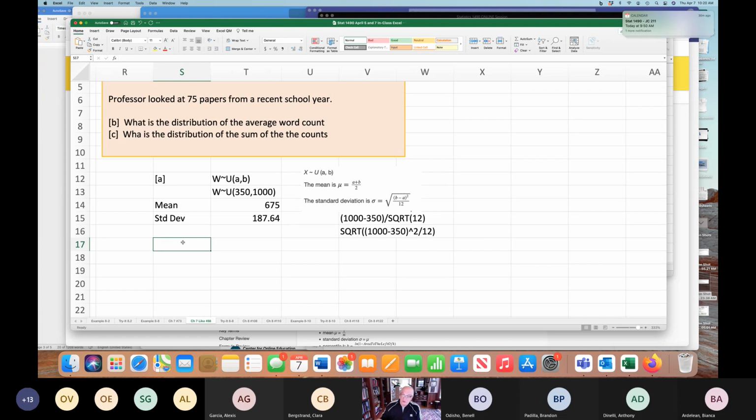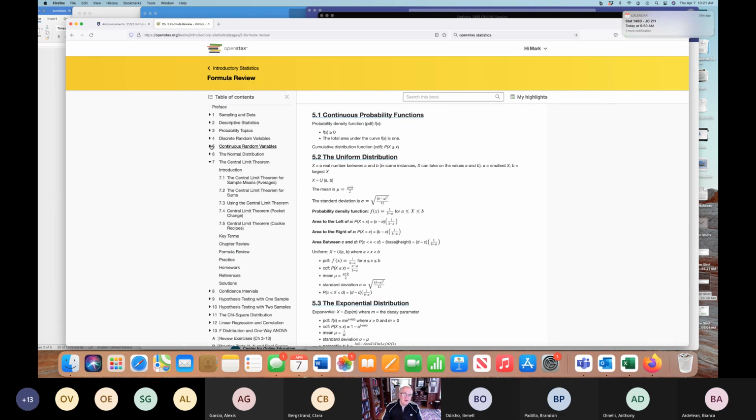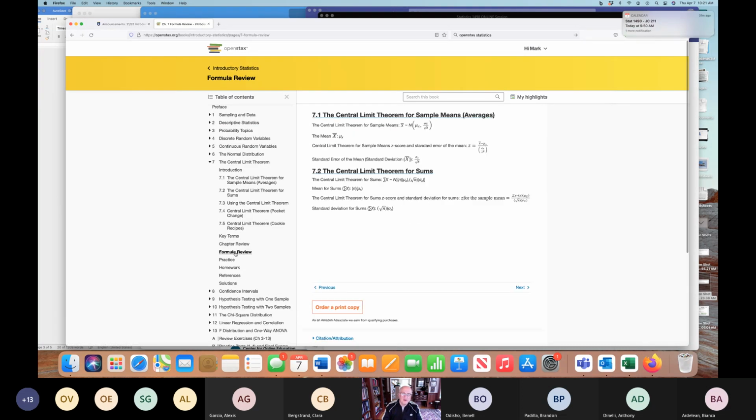All right, problem B. What is the distribution of the average word count? Well, I don't know. We're putting lots of chapters together here. Now we're doing the central limit theorem. Formula review. I'm doing this. It doesn't say it here, but if, oh, that's not good. Let's do this.